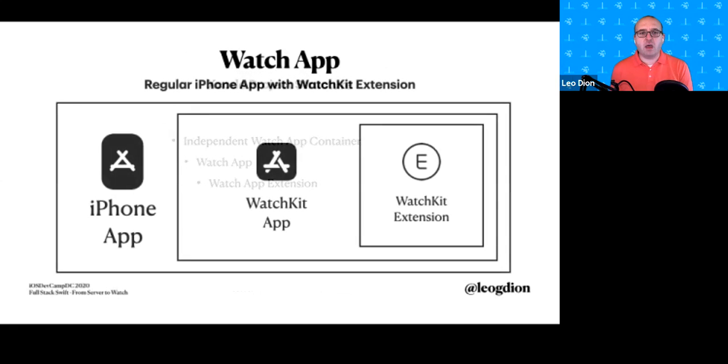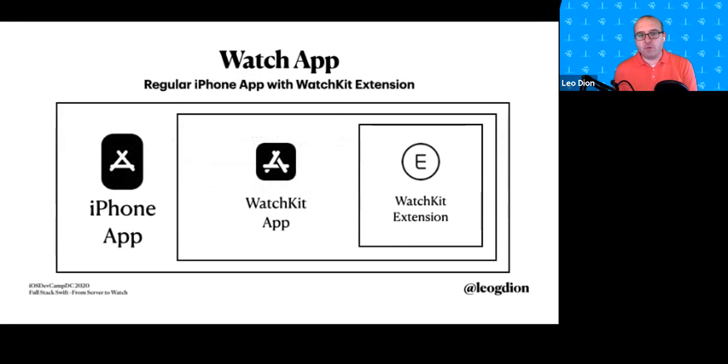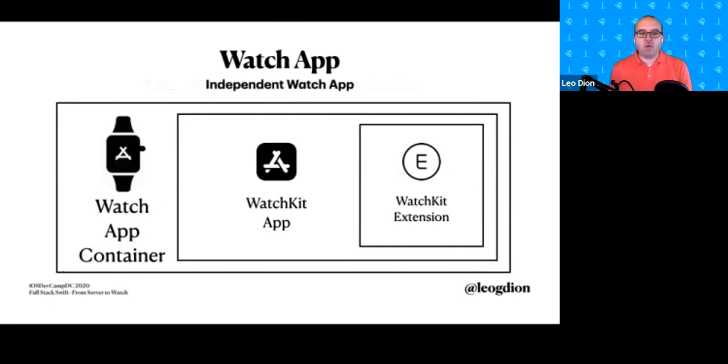So let's take a look at how a typical iPhone app with an Apple Watch app attached to it looks. You have your iPhone app, which then contains a WatchKit app, and then the WatchKit app contains the WatchKit extension. And essentially what they've done with independent watch apps is they've replaced the iPhone app component with, in fact, a watch app container. So more or less, when you are delivering this on App Store Connect or uploading this, it almost acts like an iPhone app, even though it's actually a watch app container.